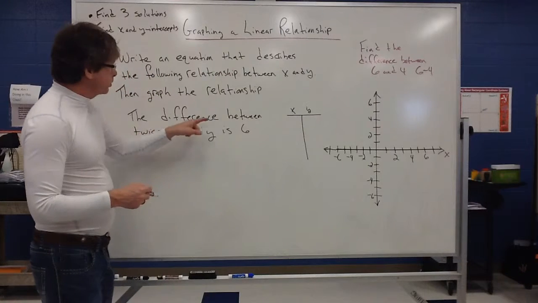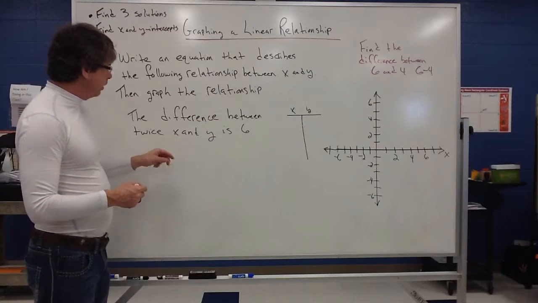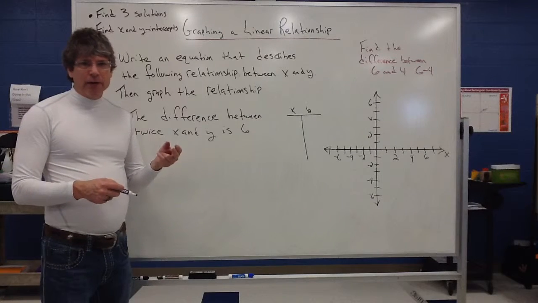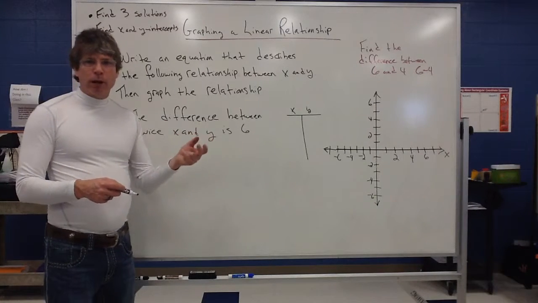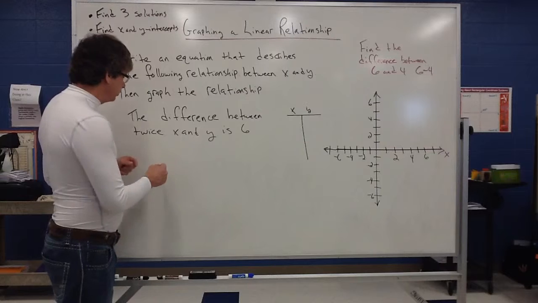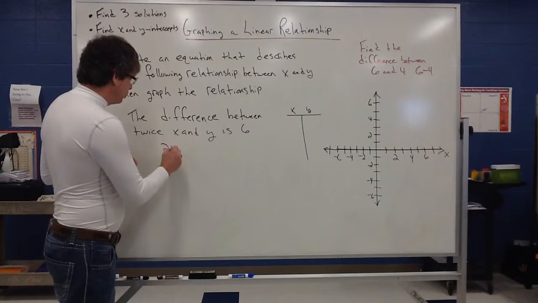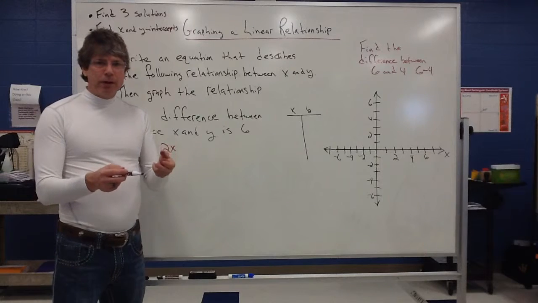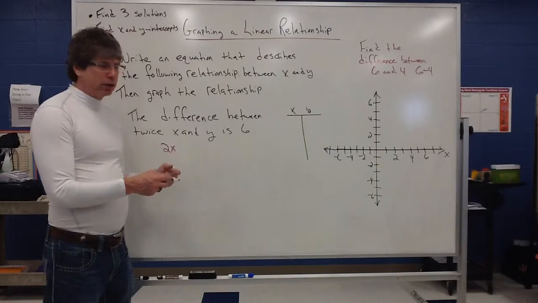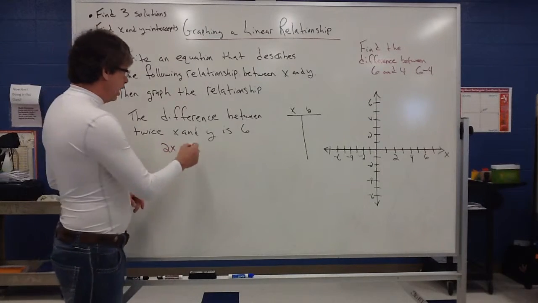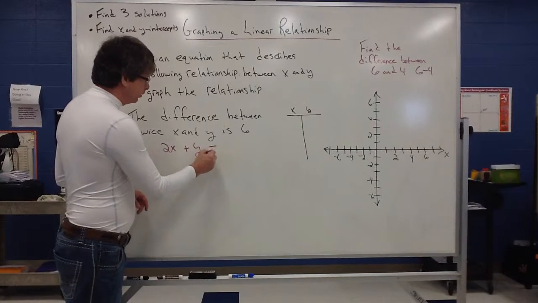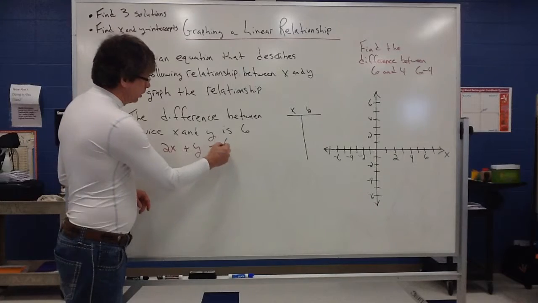So the difference between twice x and y, all I got to figure out is what twice x means. Well, twice kind of means to write it down twice, or in other words, multiply it by 2. So twice kind of means to double it. So twice means 2x, or that also means x plus x. But remember, repeated addition, we prefer to use multiplication. So we write that as twice x.